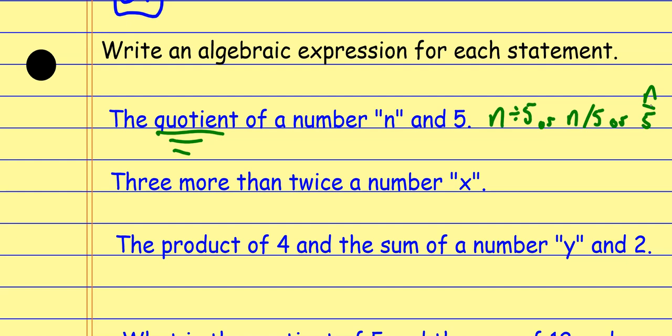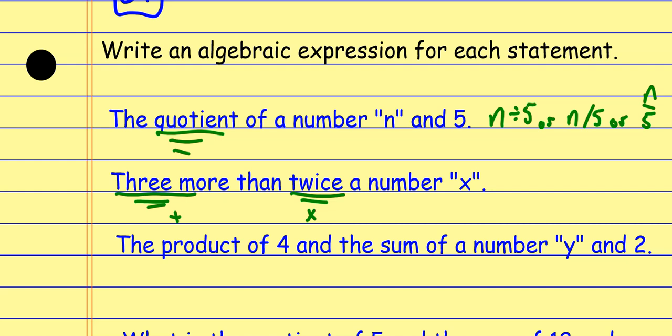Okay? The next one, it says 3 more than twice a number x. And notice there are two operations in a row. See, 3 more than is implying an addition problem, right? But then twice a number is implying a multiplication problem. And anytime you have an operation followed by another operation, we have to do the second one first. And here's why. It's saying 3 more than this other operation, which implies that that other operation has to happen before you can add the 3.